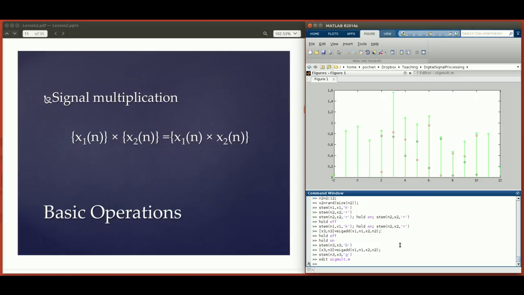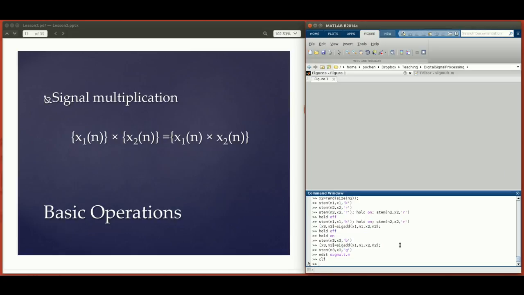Right. So let me clear out this figure, right? And then stem. So now x3 n3 is not sig add anymore, but sig out. And now let's make a plot of it. So stem n1 x1 in black. Hold on, stem n2 x2 in red, and then stem n3 x3. This time it's going to be in blue.